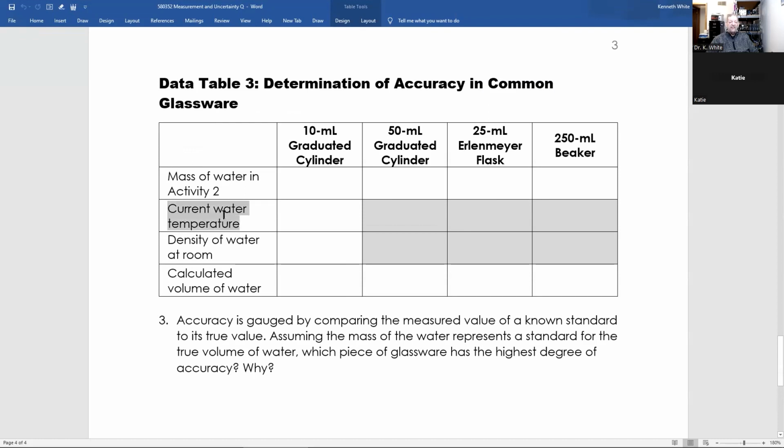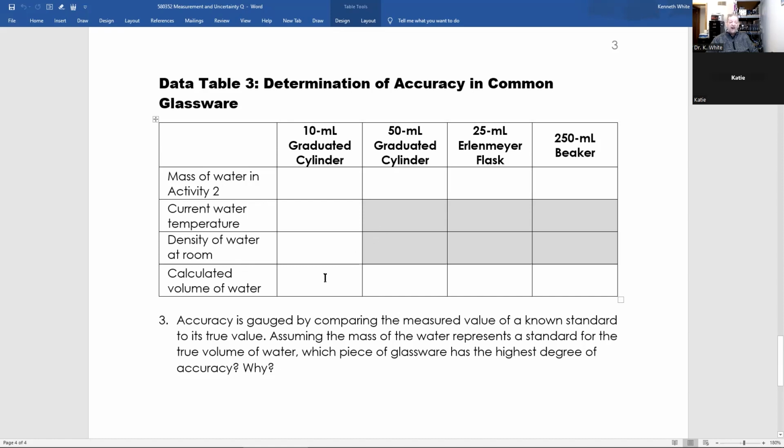Notice here they have current temperature water and then density from that table. They have this blocked out, grayed out, because it's this number for all of these, this whole row, and it would be this number here. Now, what was the mass of the water that you determined by weight in activity 2? You put the numbers in for each graduated cylinder and Erlenmeyer beaker.